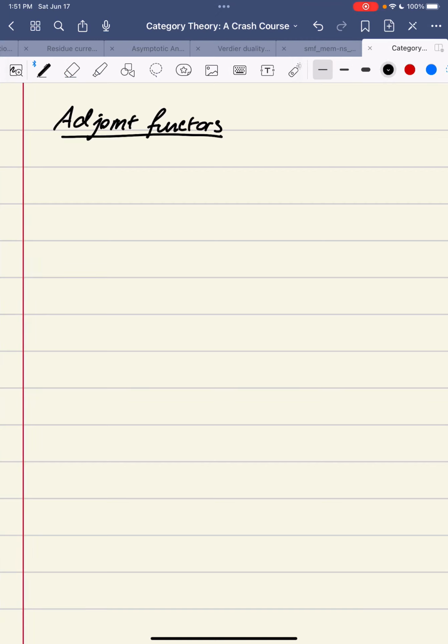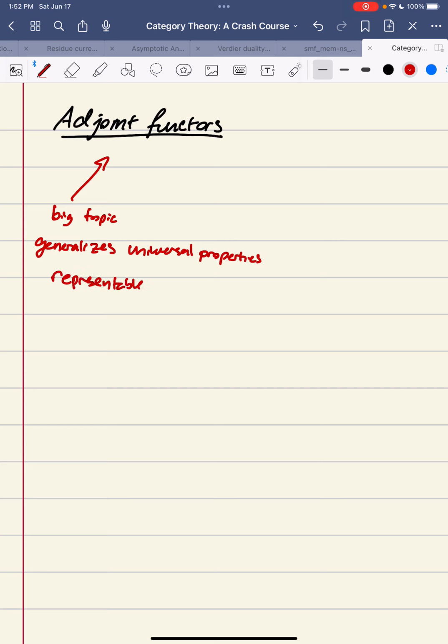Hi, everybody. So, we're resuming after a little bit of a hiatus, the category theory crash course with the topic of adjoint functors. So, again, this is a really big topic that really starts bringing together a lot of the previous lectures. So, it generalizes things like universal properties, representable functors, sorry, and etc. So it kind of synthesizes a lot of these topics.